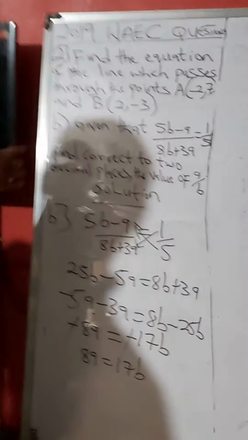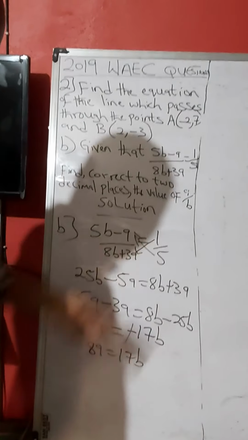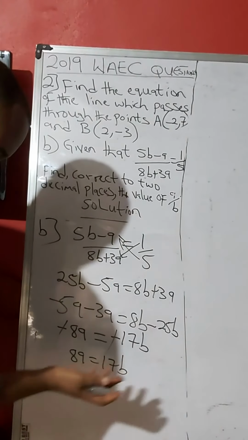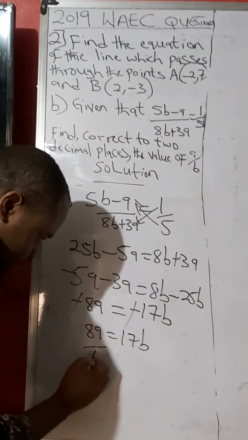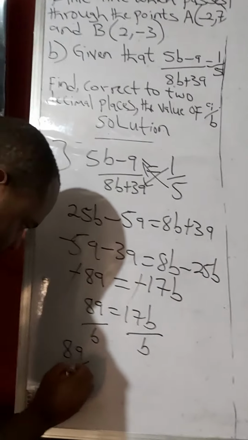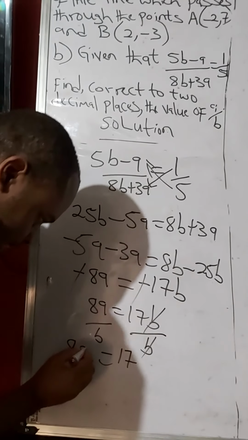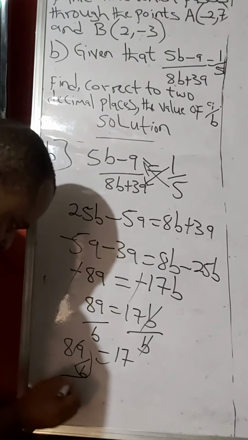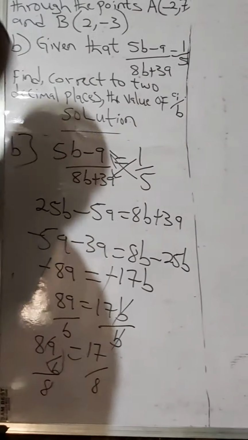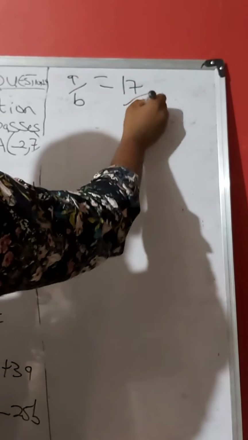Now the question says we should find the value of a/b. So I'll divide both sides by b. If I divide here by b and divide here by b, I'll be having 8a/b equal to, we cancel this b, 17. Now I just want a/b. So I'll divide here by 8 and divide here by 8, so that I'll be having a/b equal to 17/8.